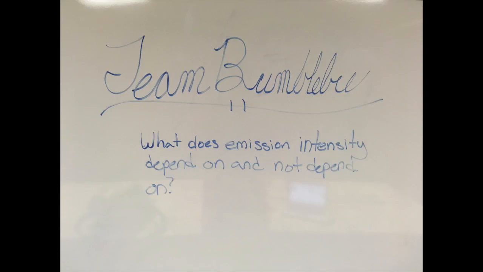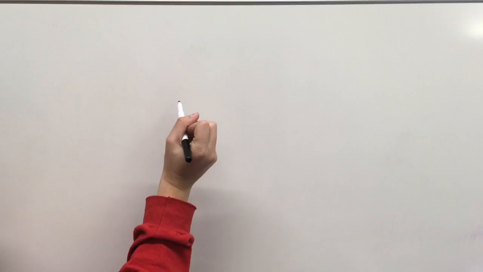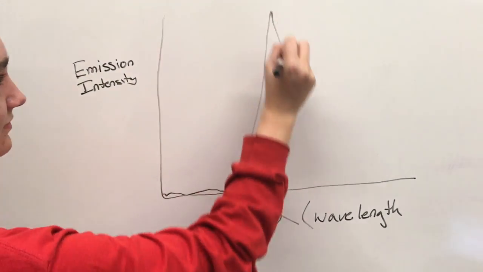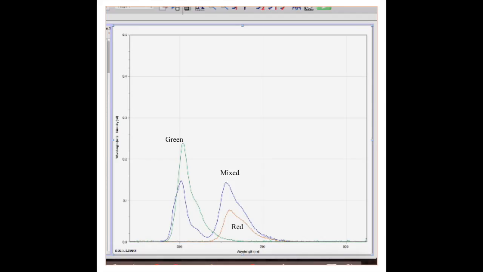Question for this week is, what determines emission intensity? As a reminder, emission spectra graphs wavelength in nanometers against intensity. The intensity is what we will be looking at this week. In an emission spectra, the peaks and the dips between them tell us a lot about the substance.